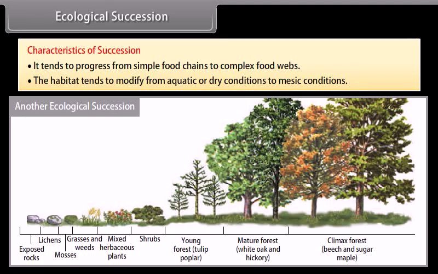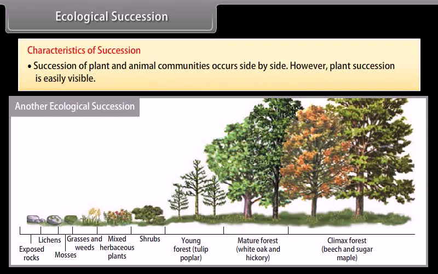The habitat tends to modify from aquatic or dry conditions to mesic conditions. Succession of plant and animal communities occurs side by side. However, plant succession is easily visible.